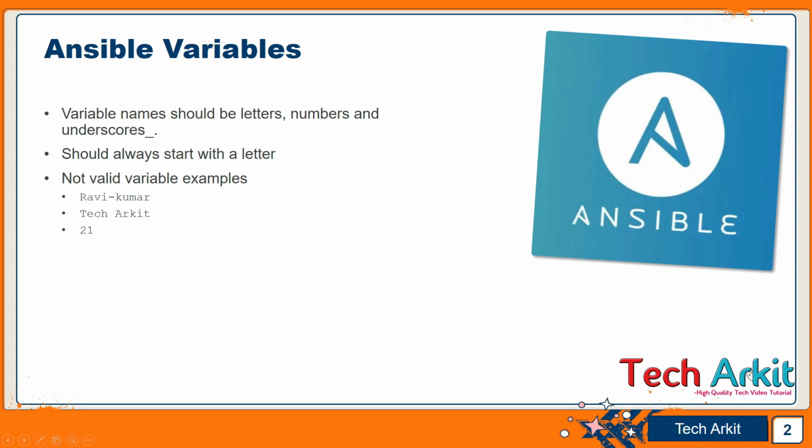Which are the variables that are not valid? For example, Ravi-Kumar is not a valid variable, and text space Arkit is not a valid one. 21 is also not a valid variable. You should not use something like this. The variable should start with a letter and should not have a hyphen; you should use an underscore, so there is no space. A variable should not start with a number.